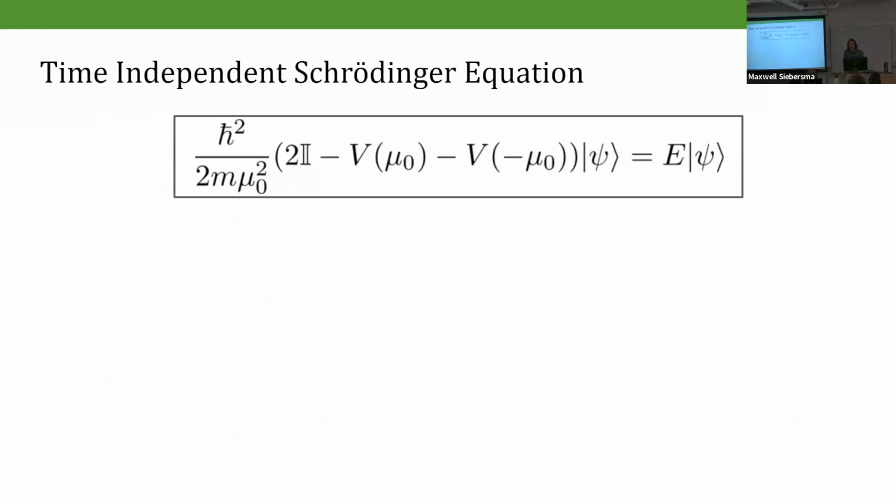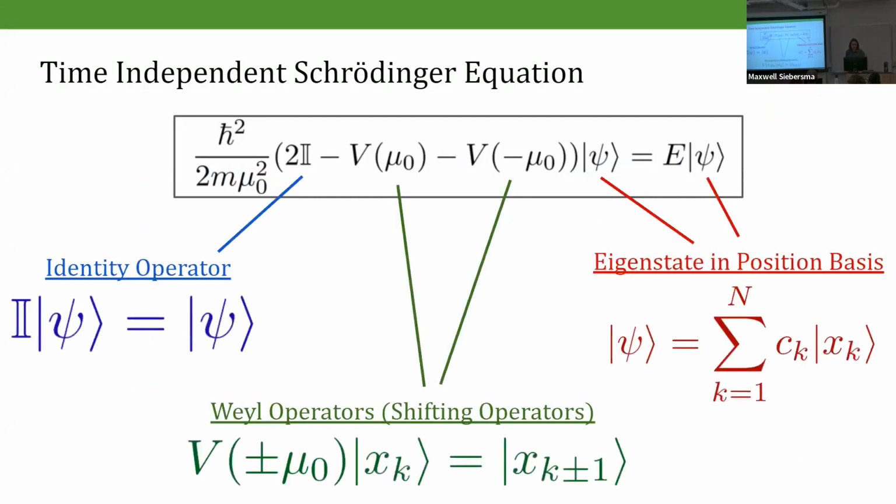And this gets us to the crux of the problem, which is solving the time-independent Schrodinger equation or the energy eigenvalue equation. And just to break down what's happening here, we have the identity operator, which acts pretty boringly, the Weyl operators, which shift our states and also carry that periodic boundary condition on them. And we're expressing our eigenstates in the position basis.